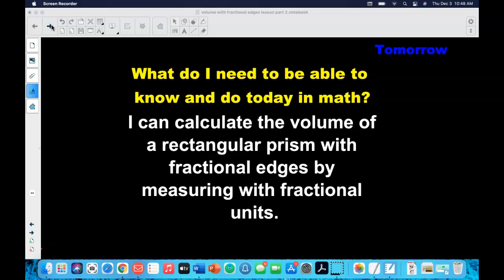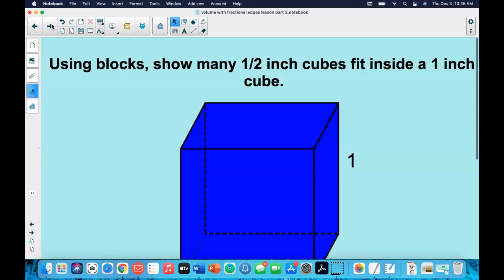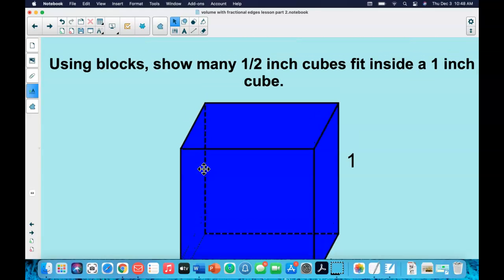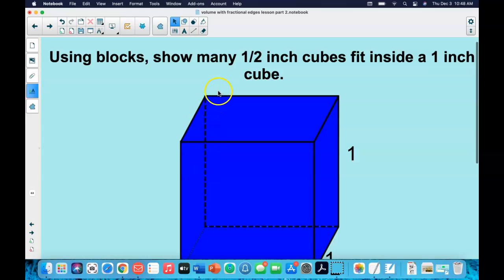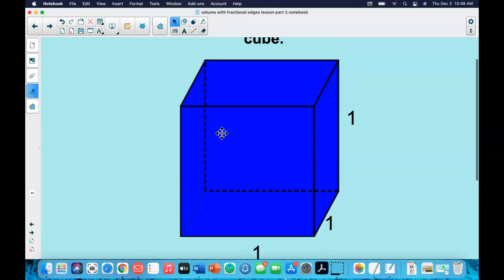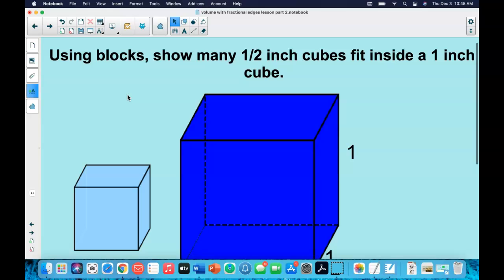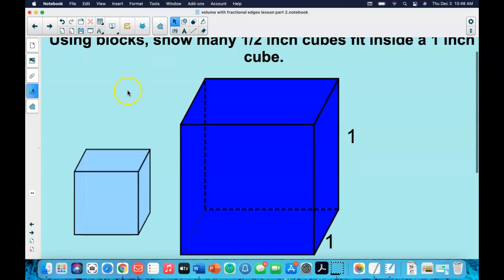So a fractional unit is when you have a cube that's not a 1 unit cube, it's like a half unit cube. So let's take a look at this slide. In the dark blue model, you see a 1 inch cube, but I want to know, if I use blocks, how many 1/2 inch cubes can fit inside the 1 inch cube. So right here I have a 1/2 inch cube, and I want to know how many it takes to fit into the 1 inch cube.